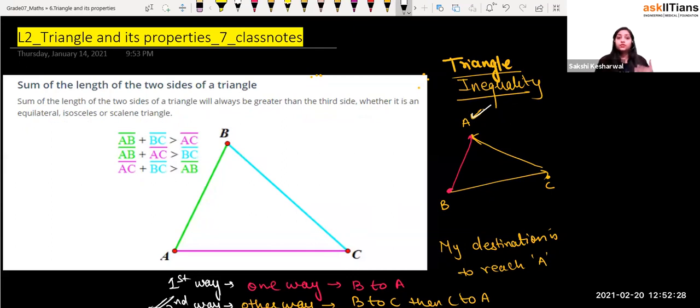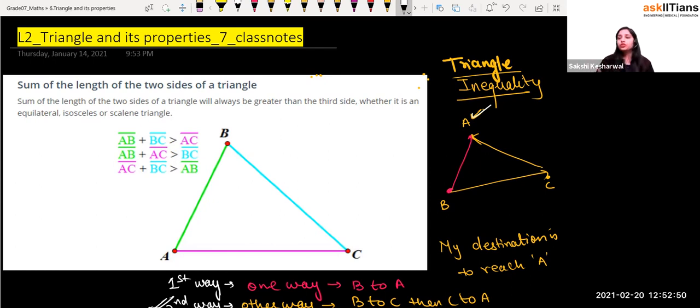We are talking about points which are not collinear, right? If you have 3 non-collinear points, 100% a triangle will be formed. Take any city, like city A here, B here, and C here. If you want to go to city A from B, you can go directly from B to A, or you can go from B to C, then C to A. There are two ways of going, right?